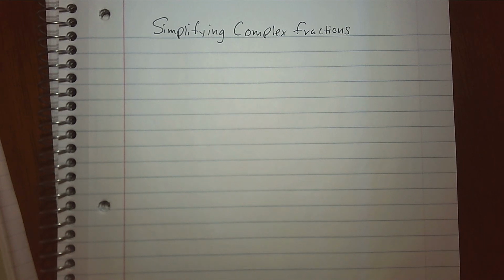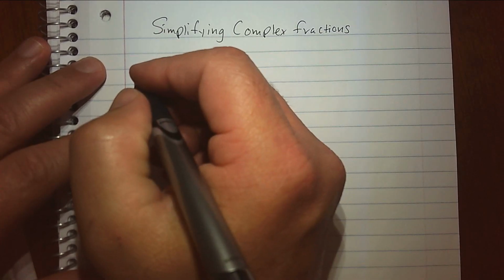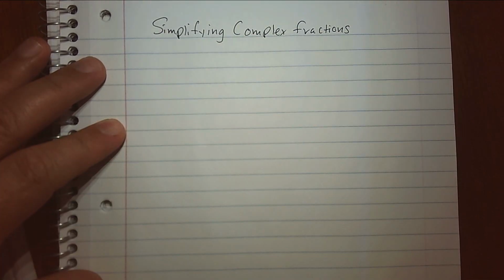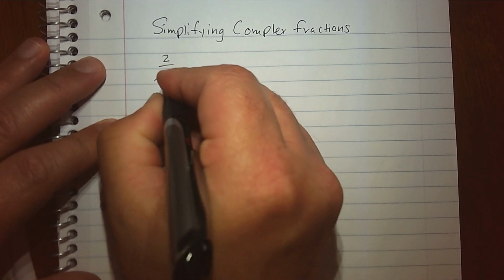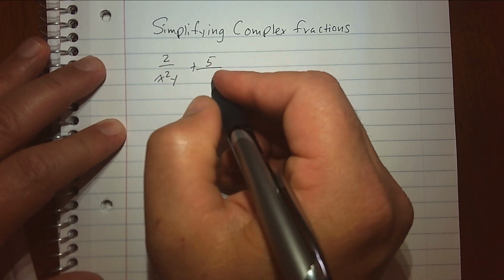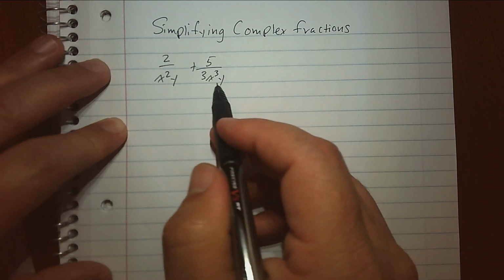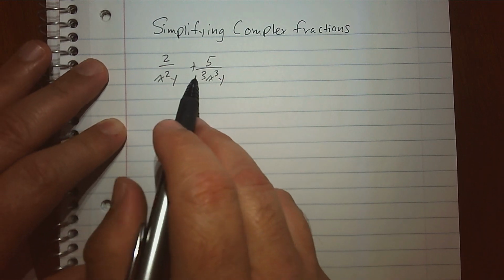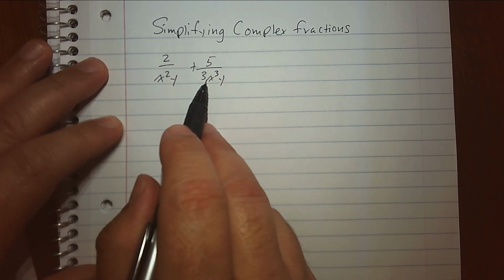We're going to be simplifying complex fractions. I just wanted to review the previous skill before we got into this. And the previous skill was adding and subtracting rational expressions. So if I had 2 over x squared y plus 5 over 3x cubed y, then I would need to make sure, just like any other fraction, before I add them, that the denominators are the same.